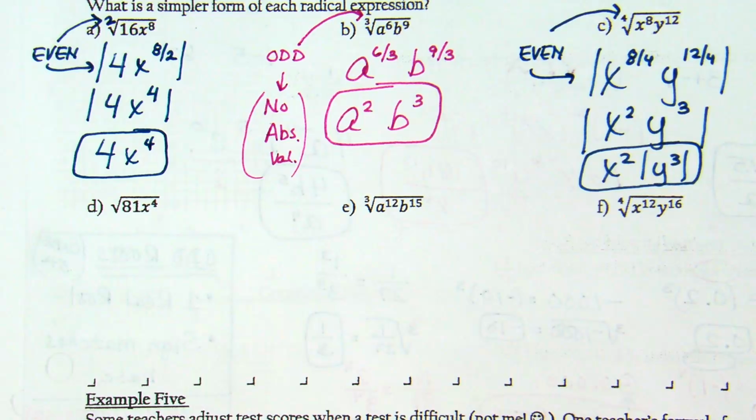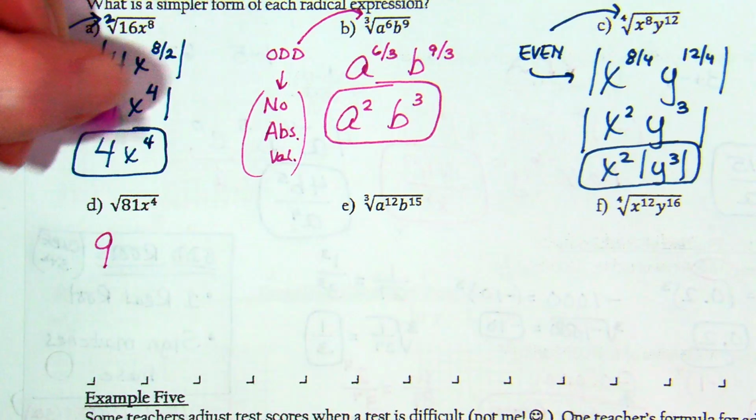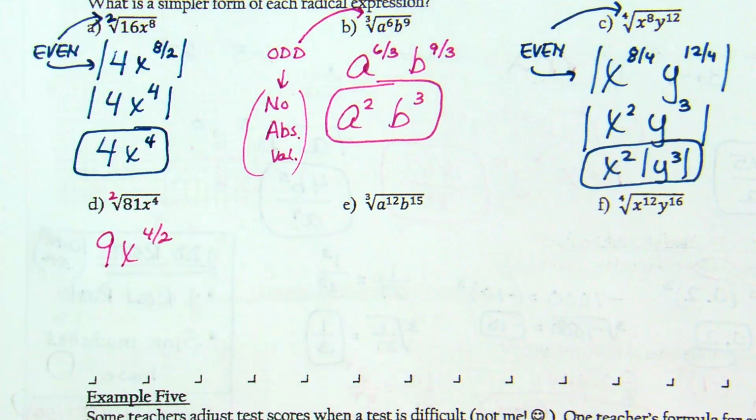Square root of 81 x to the 4th. Okay, get the easy part out of the way. Square root of 81 is 9. How do I do square root of x to the 4th? Divide it by 2 because it's a square root, so it's an invisible 2 right there. And 4 divided by 2 is going to be x to the second. So I have 9x squared.